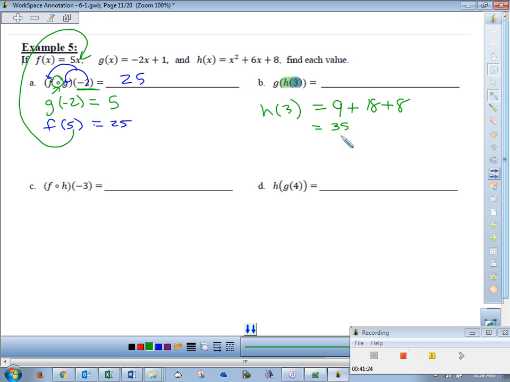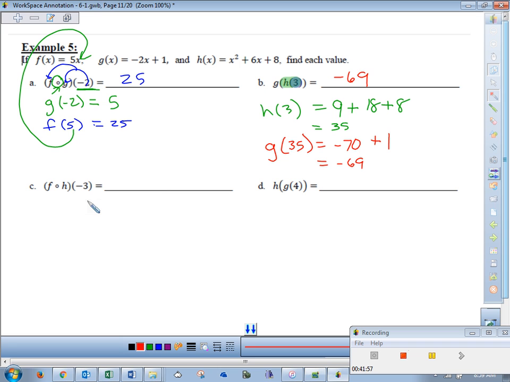What do you do with this 35? It goes into the next function, which is g. So I want to find g of 35. And here's g. I need to put 35 in for x. So negative 2 times 35 is negative 70. Plus 1 more. Isn't that negative 69 right there? And how do I know I'm done? Because haven't I used up every function possible? I'm done. Negative 69.